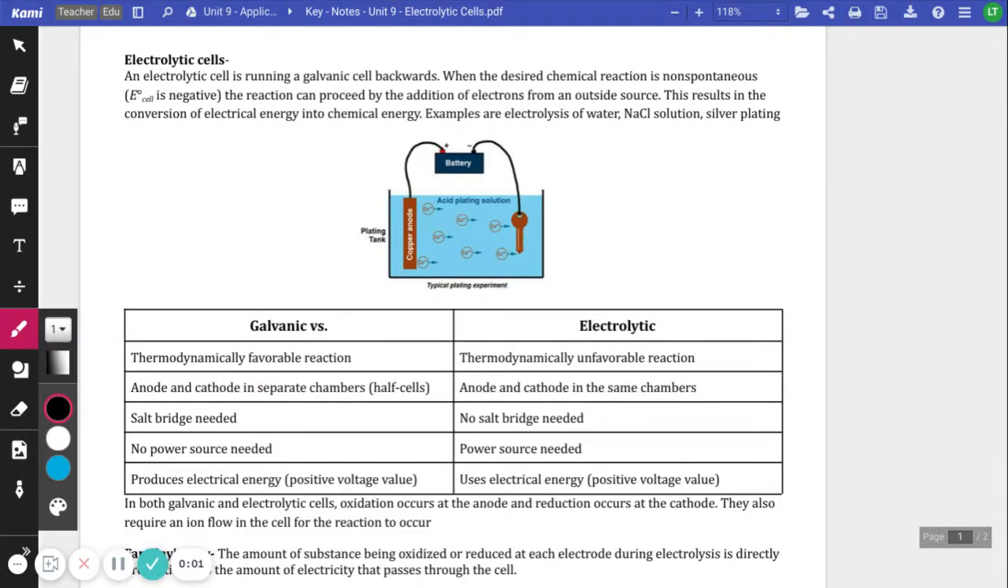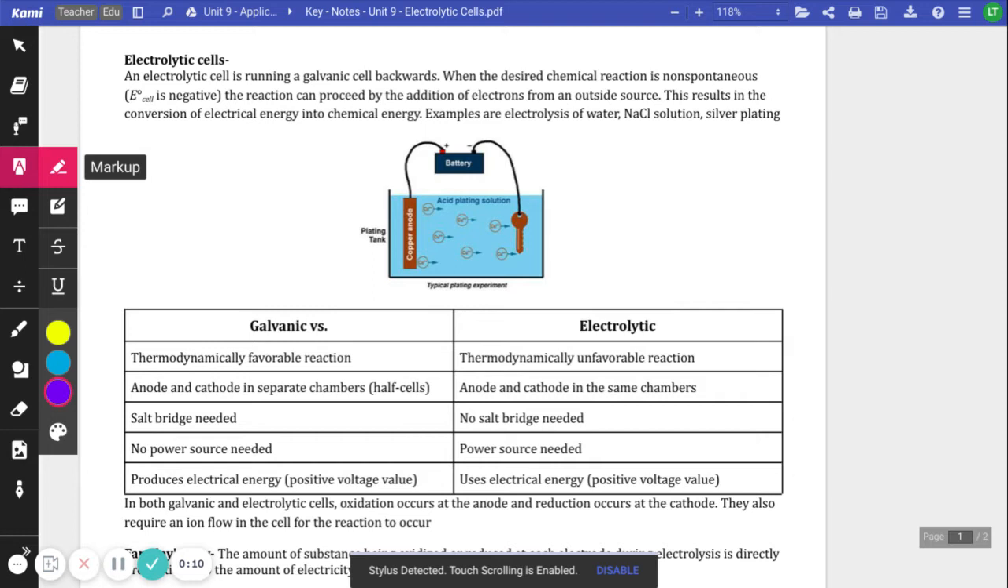All right, guys, good morning. This is our final day of new content in AP Chemistry. So today we are going to talk about electrolytic cells and Faraday's law.